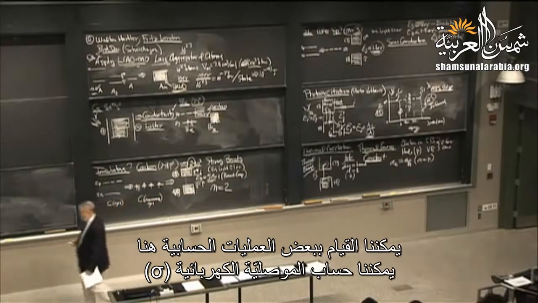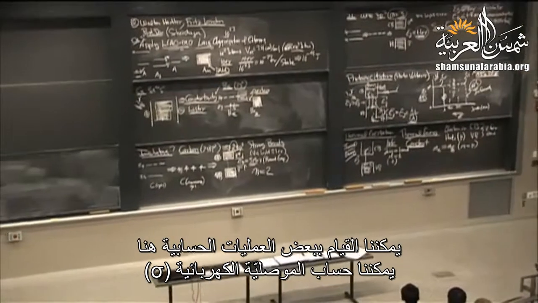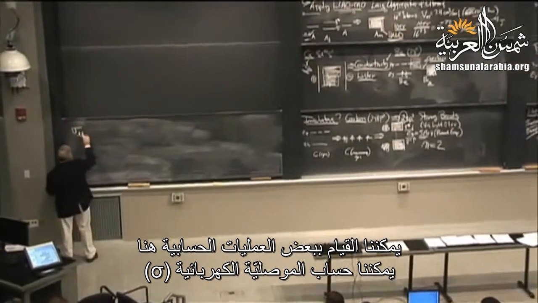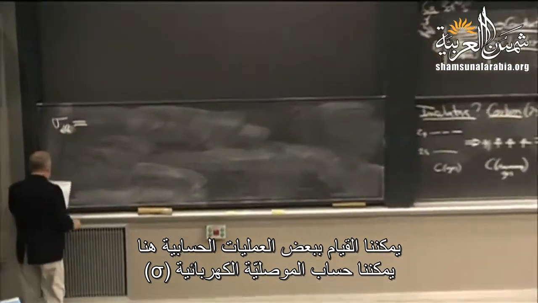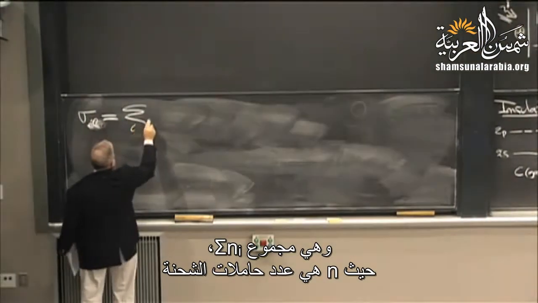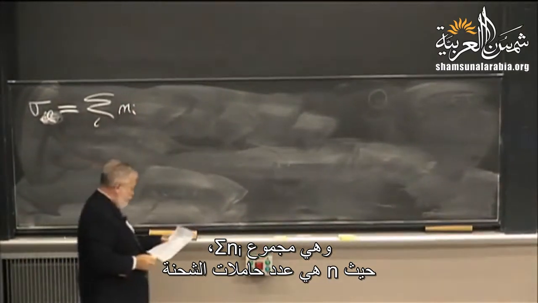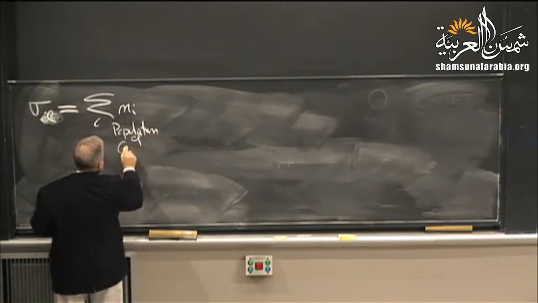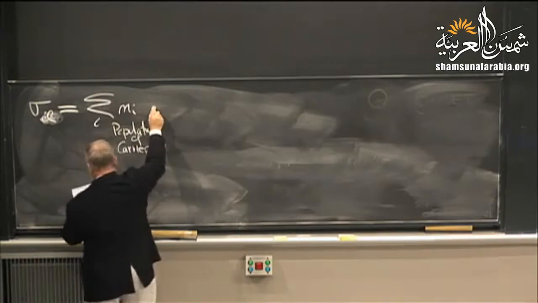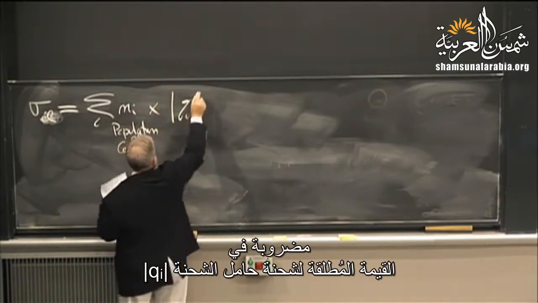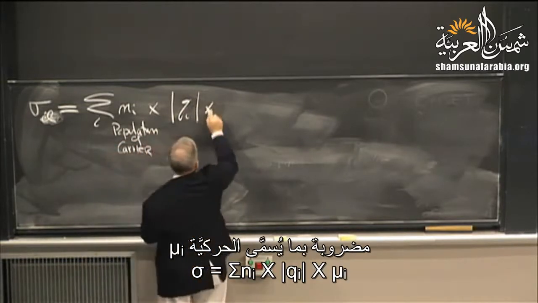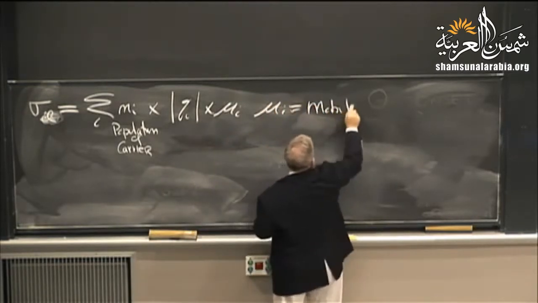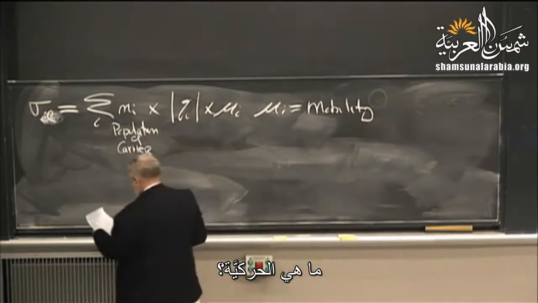We can do some calculations here, and we can calculate the electrical conductivity, and it's really the sum over i of n_i, which would be the population of carriers, times the absolute value of the charge on the carrier times something called the mobility. The mobility. Okay, so what's the mobility?